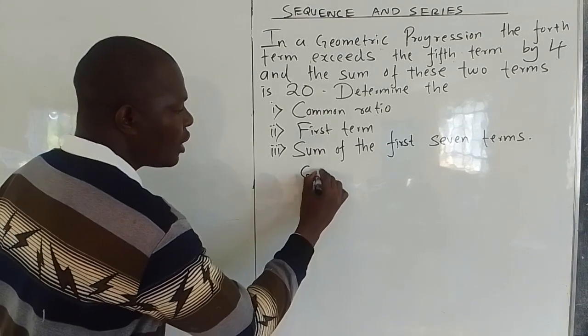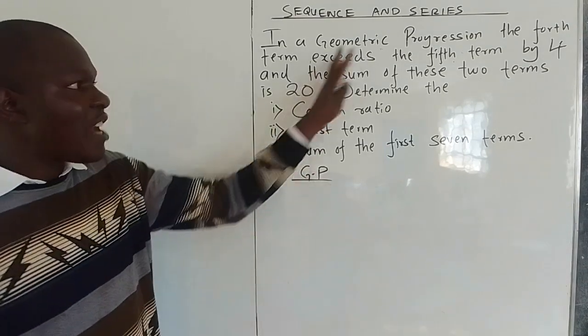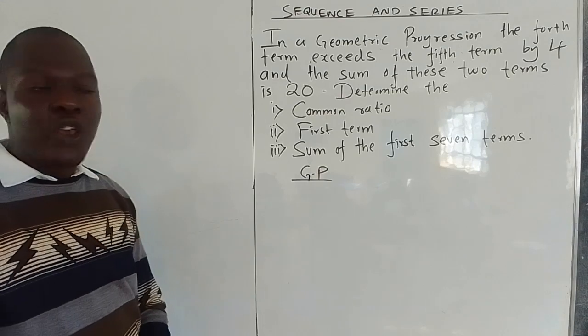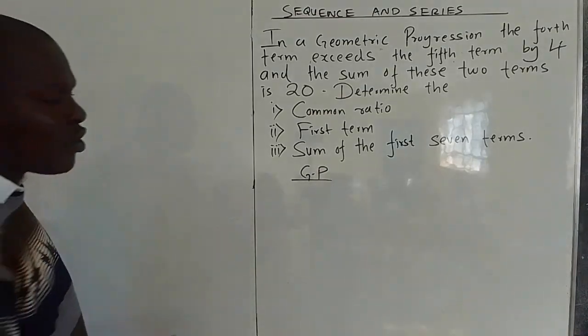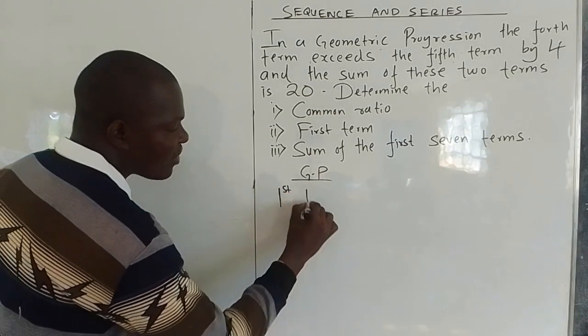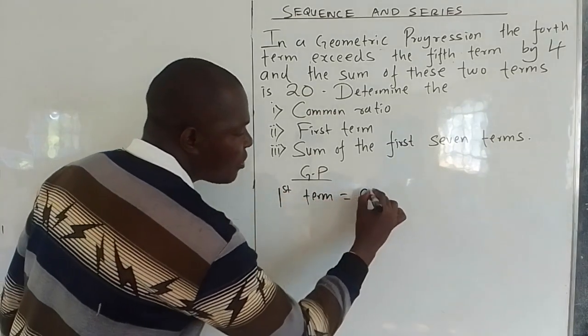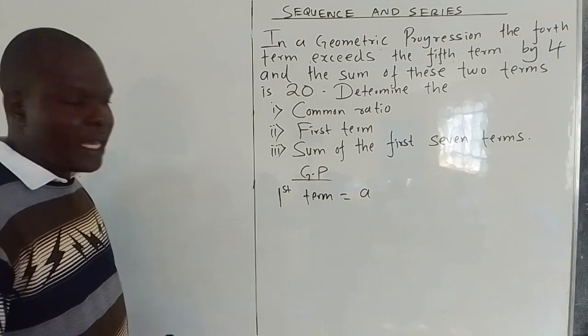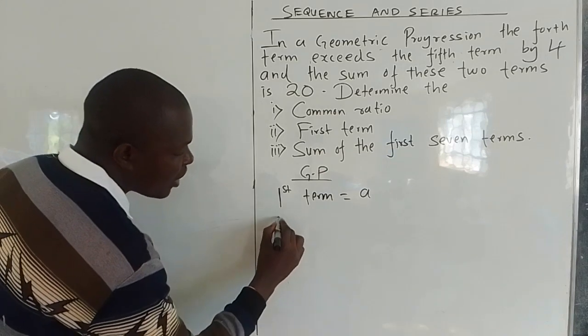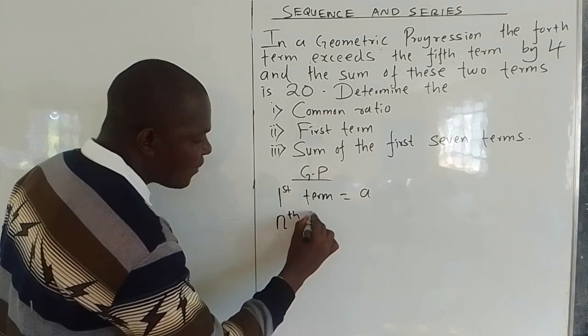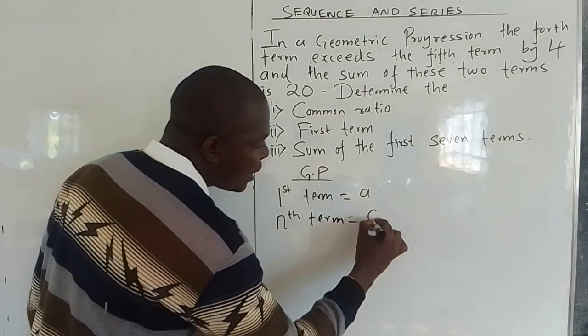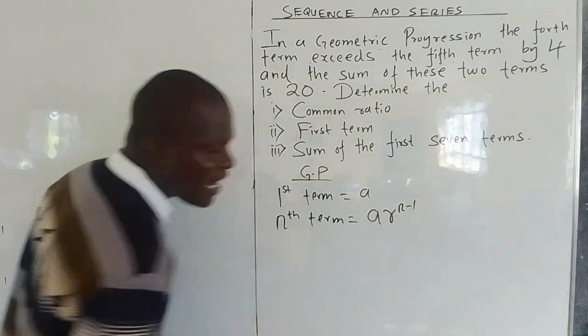It is a GEP. So before you start filtering what is in the question, you have to identify the unknowns of a GEP, isn't it? And the unknowns of a GEP, you know that the first term of a GEP is given by A. And you know that the common ratio of a GEP is given by R, isn't it? And you know that the nth term of a GEP is given by AR^(n-1).